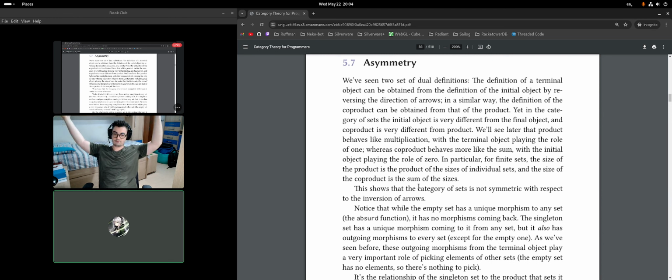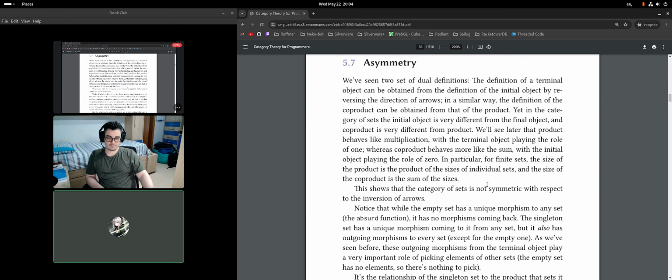What is the size of a tuple Void Boolean? Well, it's 0, because to build that tuple you need to come up with a value of type Void, and there aren't any. So it's 0 times 2, exactly what I was aiming for. So you're going to have 0, and that is exactly what it's saying here: it's the product of the sizes of the individual sets.